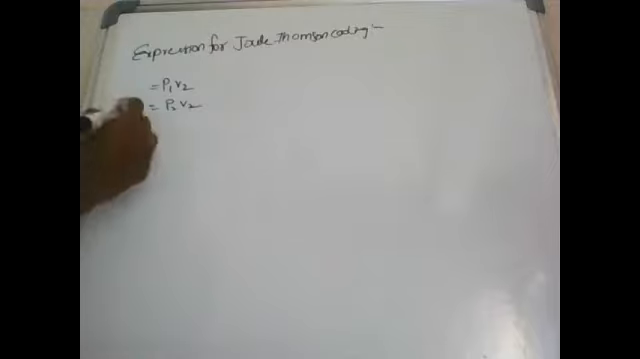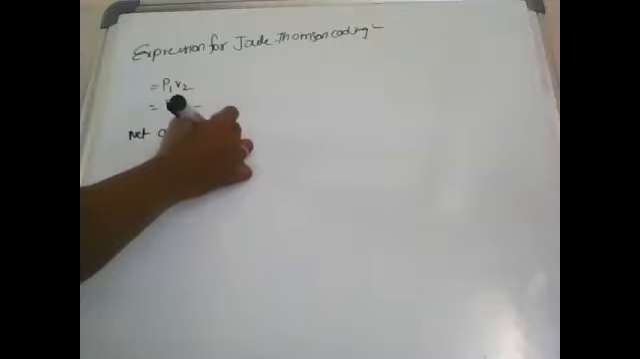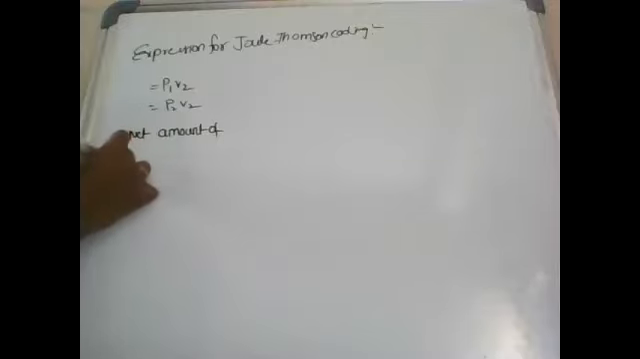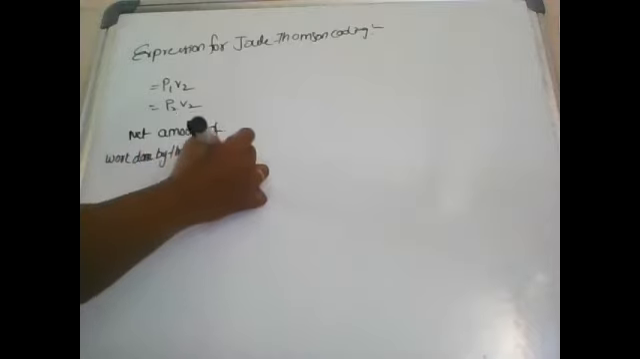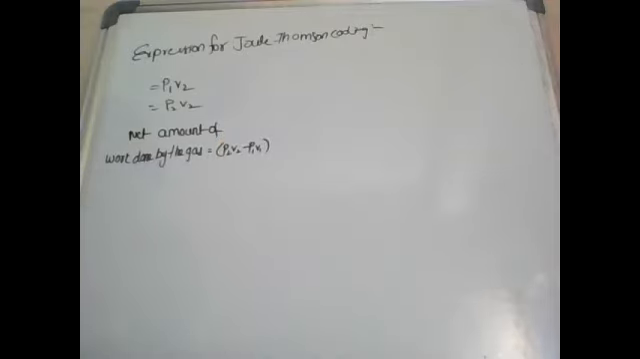So here, in addition to this, an amount of internal work is done, and the net amount of work done by the gas equals P2 V2 minus P1 V1. In addition to this, an amount of internal work is done by the gas to pull its molecules further apart against their mutual attraction.